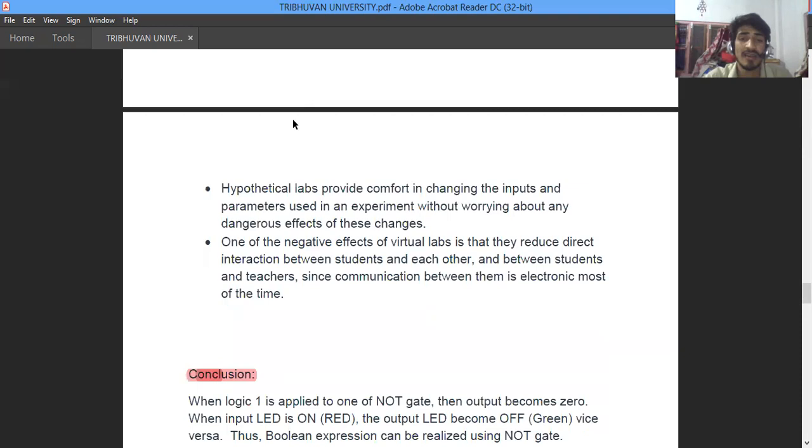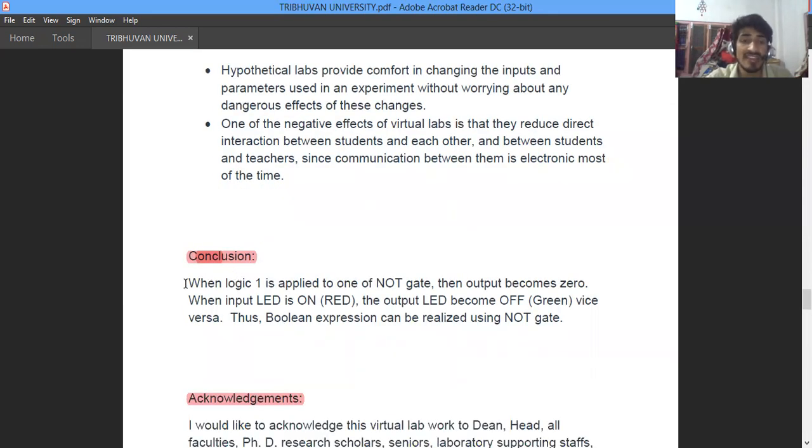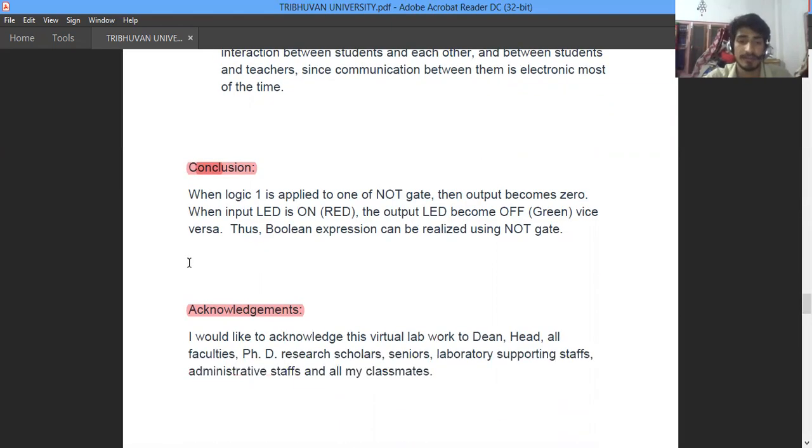This is a basic hypothetical lab that provides the comfort of changing the inputs and the parameters used in the experiment without worrying about any dangerous effect of these changes. The conclusion over this NOT gate is, when logic 1 is applied to the input of the NOT gate, the output becomes 0. When the input is on, that is red, the output LED becomes off, green, and vice versa. Thus the Boolean expression can be realized using the NOT gate.